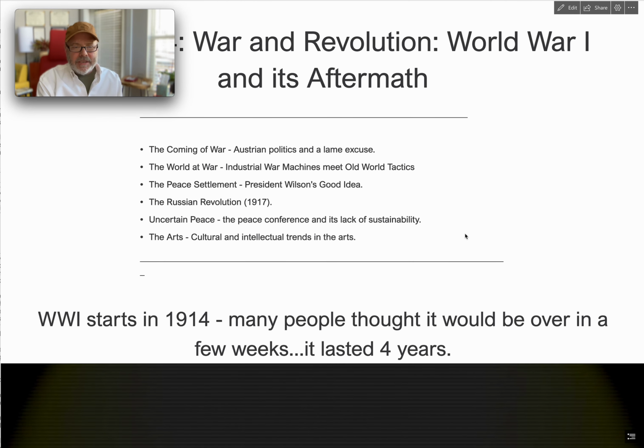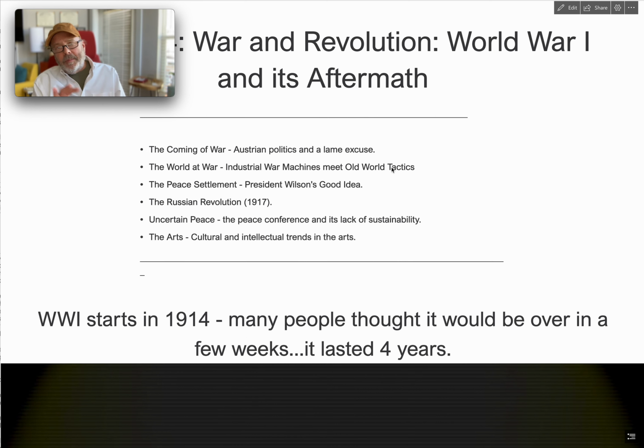All right, so the big subheadings in the book are the coming of war, the world at war, the peace settlement, the Russian Revolution, uncertain peace, and the arts. We're going to get through most of those. The one thing I want to point out here is this chapter title is a little important because for me, the most important takeaway of this chapter is the aftermath of World War One. We don't spend a lot of time on the war or the battles, but really the aftermath and the lessons learned are what we want to key into today.